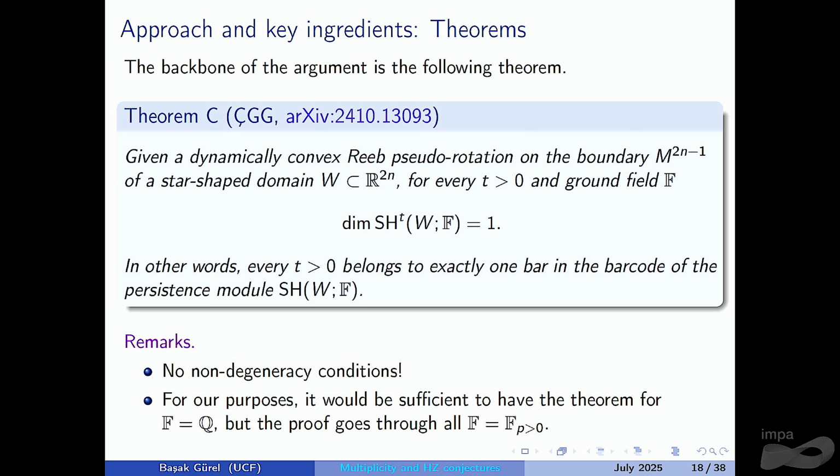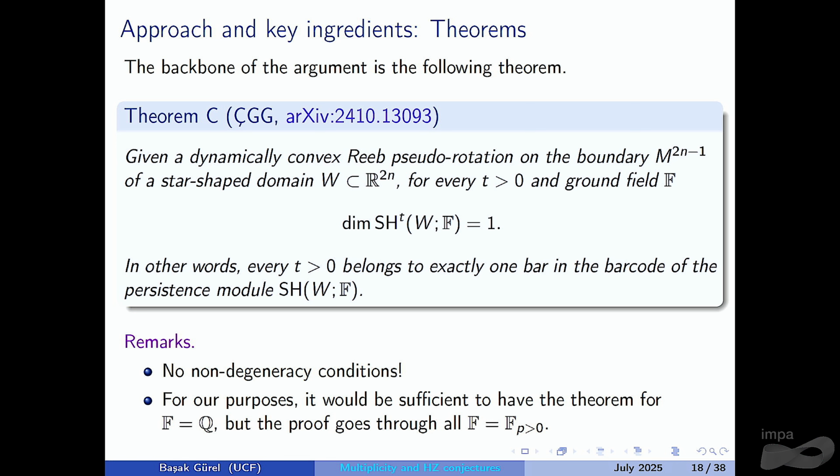So this theorem underlies the whole argument, the main theorem, and it tells us that in the general case, the picture is exactly like that of the ellipsoid. So for every t and for every field F, the dimension of symplectic homology, t-filtered, let's call it this way, symplectic homology is 1.